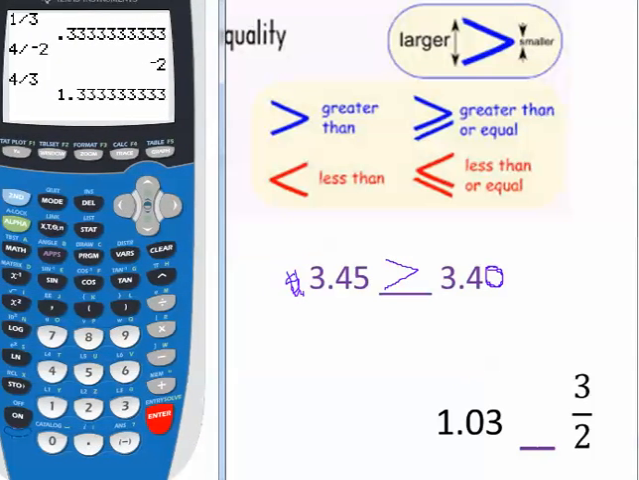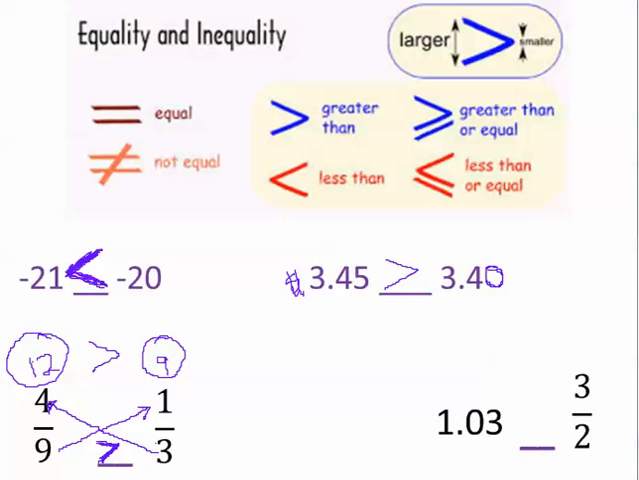How about this last one, comparing $1.03 to 3/2? Well, the first thing I want to do is think about 3/2. What is that? I happen to know that 3/2 is 1.5, or $1.50. If you didn't know that, you could pop it in your calculator and it would tell you. I'll show you how in just a sec. So $1.03 versus $1.50, obviously $1.50 is greater. So I would say I would want to open it up toward the larger of the two.